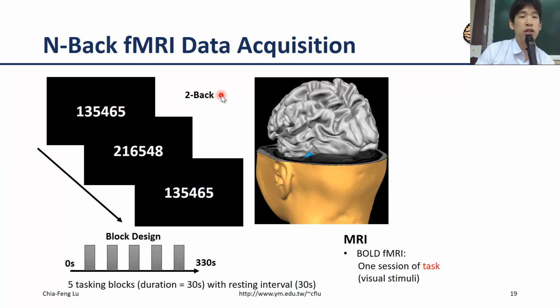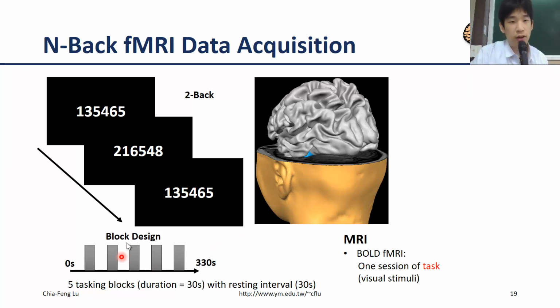We take the two-back experiment as the example: the subject is asked to give a response once they see a 6-digit number that is exactly the same as the previous 2 numbers. So in this case, 1, 3, 5, 4, 6, 5 is actually the same as the number two back. When this number shows up, the subject needs to press a button to give the response that he or she thinks this number matches the criteria for the two-back experiment.